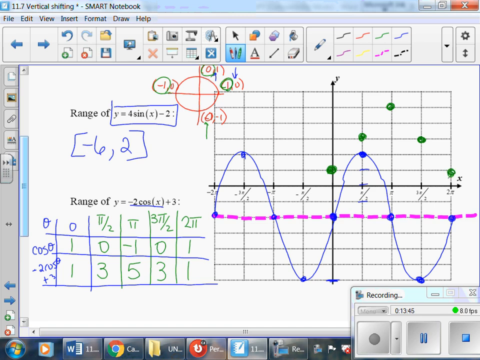So I can see how my curve now is going to look something like this. All right, so you should be able to tell what your midline is. If you don't know, it's going to be, what is it, plus 1? So it makes sense that it's going to be right smack in the middle of this, which is going to be right here. So there are my zeros.